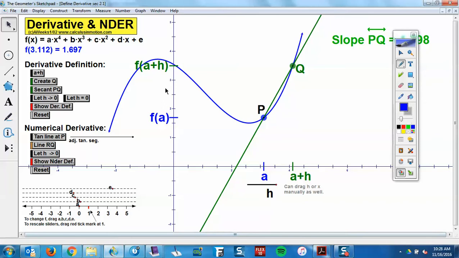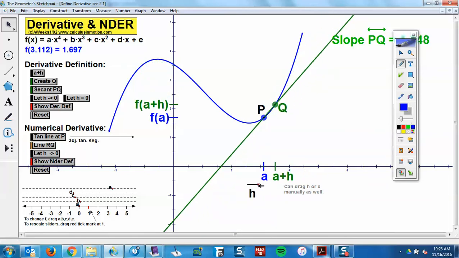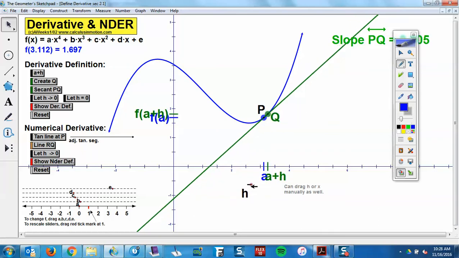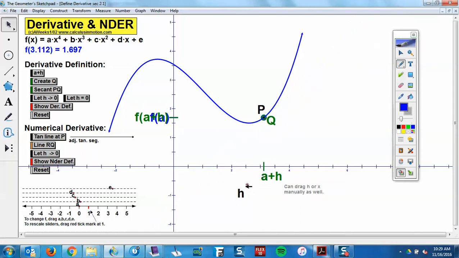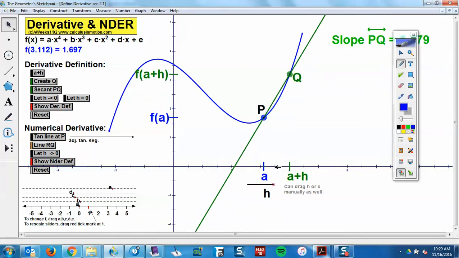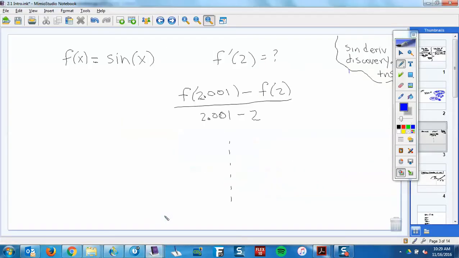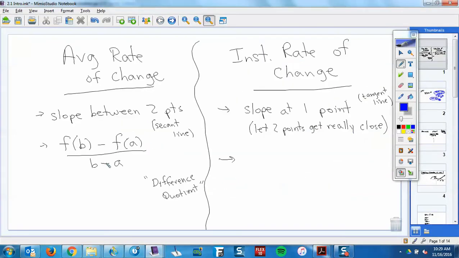Okay, so what I'd like to do, though, is I'd like for these 2 points to get closer and closer together, right? So I can do that by just grabbing h and dragging it, and I'm going to make h smaller and smaller. So do you see how that line is getting closer and closer to being, it disappears, but it's, right? Because I can't have the 2 points be the same, of course, because what happens to the formula? What happens to this formula if the 2 points are the same?